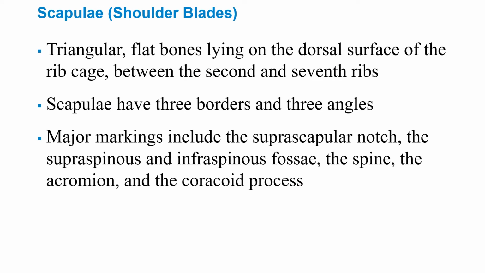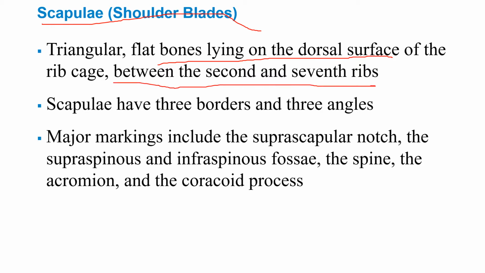The scapula, or shoulder blades, that's behind the ribs on your back, right? They are triangular-shaped flat bones lying on the dorsal surface of the rib cage between the second and seventh ribs. The scapula have three borders and three angles. When they say borders, the superior, lateral, medial, and inferior borders.